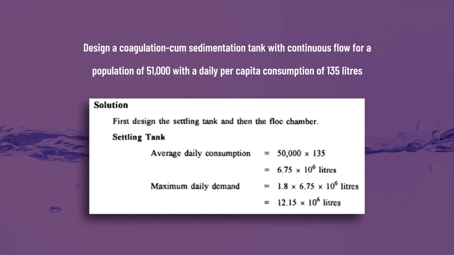Design a coagulation cum sedimentation tank with continuous flow for a population of 51,000 with a daily per capita consumption of 135 liters. So first design the settling tank and then the floc chamber. So for the settling tank, average daily consumption is 50,000 into 135 is equal to 6.75 into 10 power 6 liter. Maximum daily demand is equal to 1.8 into 6.75 into 10 power 6 liter is equal to 12.15 into 10 power 6 liter.